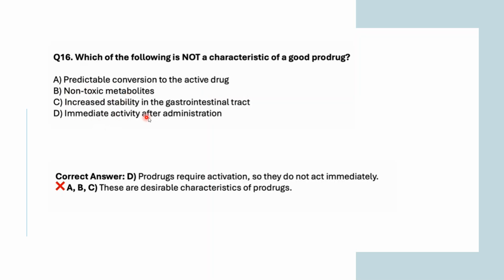Increased stability in the gastrointestinal tract. This is also desirable when you're talking about a prodrug, that it should be stable when it enters the gastrointestinal tract. It doesn't get metabolized completely. Some amount of the drug should be present to act at the active site of the enzyme, right? So when you are talking about D, that is immediate activity after administration.